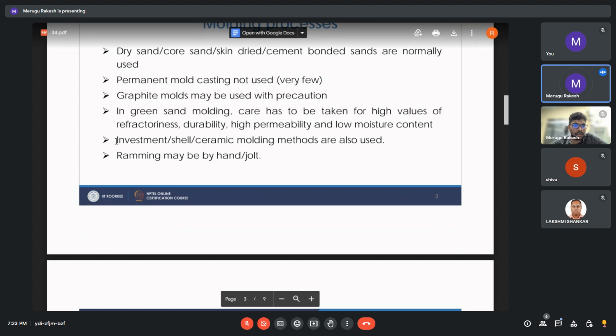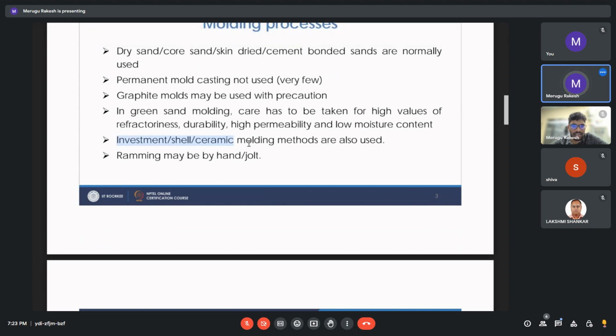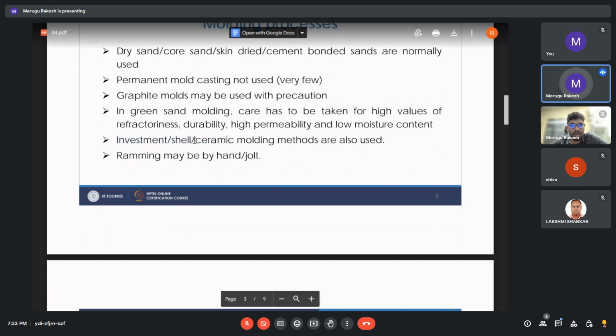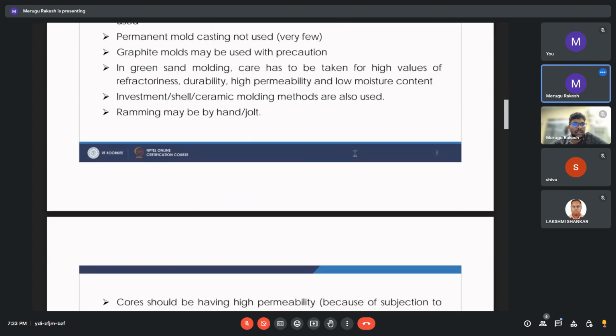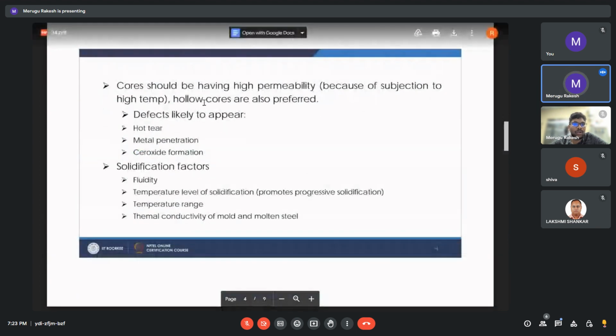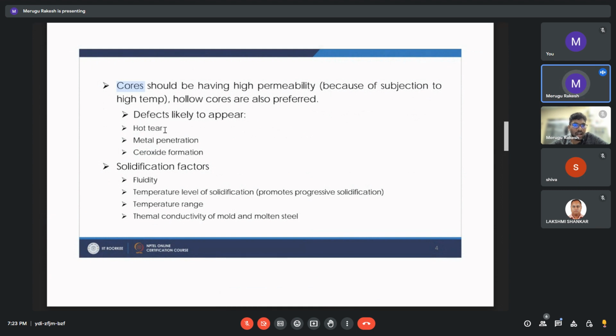So this can be used in special casting. It can also be used in special casting such as investment casting, shell casting, or ceramic mold casting. Then, cores are well known. We can use cores to get hollow cavities. But there will be some defects such as hot tear.